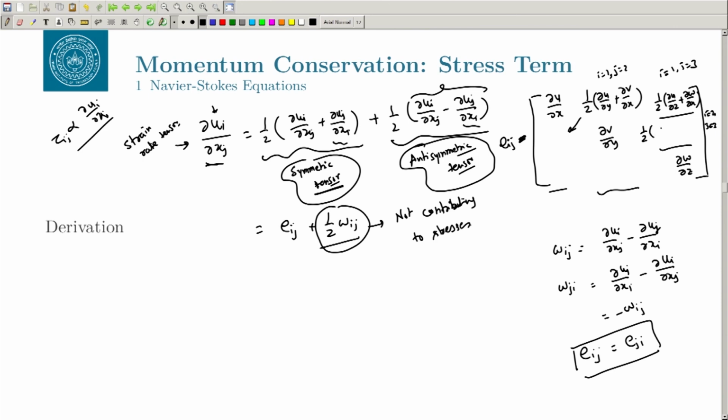So, that will be half del p by del z plus del w by del y, and here it will be half del w by del y, okay, and del v by del z, okay, and this would be half, this is i equal to 3 and j equal to 1, right. So, this will be half del w by del x plus del u by del z.